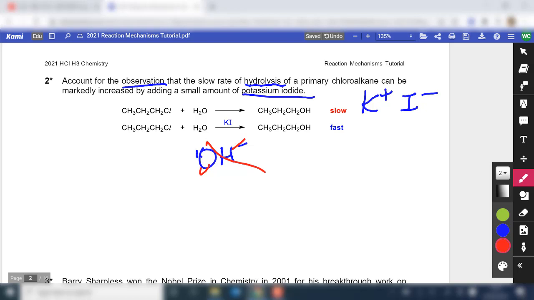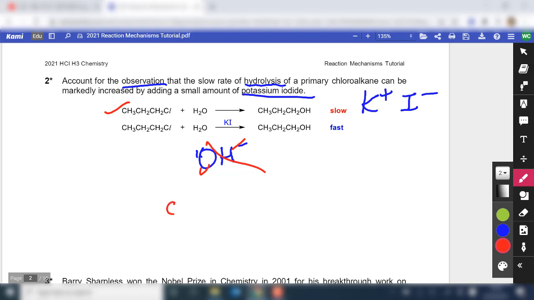So in this first equation, we are really saying that if we have water alone, the reaction is very, very slow. That means you want to be aware that water itself is, number one, a poor nucleophile, and number two, Cl is a poor leaving group. Chloride is a poor leaving group. So there is nucleophilic attack by water on the rear of the C-Cl bond.